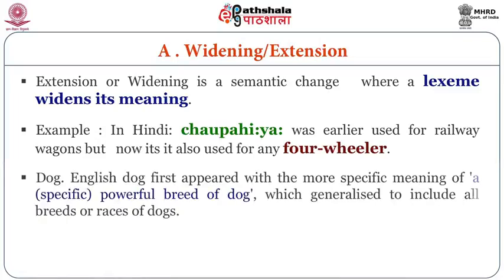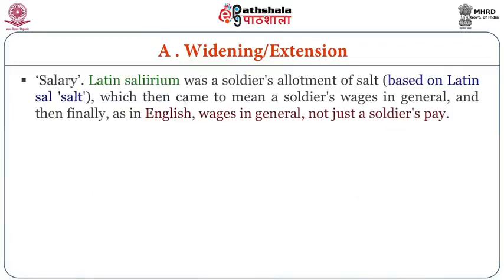Dog. English dog first appeared with the more specific meaning of a specific powerful breed of dog, which generalized to include all breeds or races of dogs. Salary. Latin salarium was a soldier's allotment of salt based on Latin sal, salt, which then came to mean a soldier's wages in general, and then finally, as in English, wages in general, not just a soldier's pay. It is salary for everyone. It is not just restricted to the salary of the soldier.